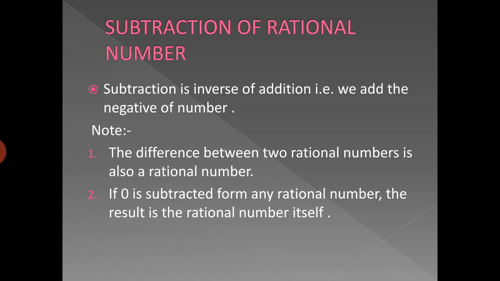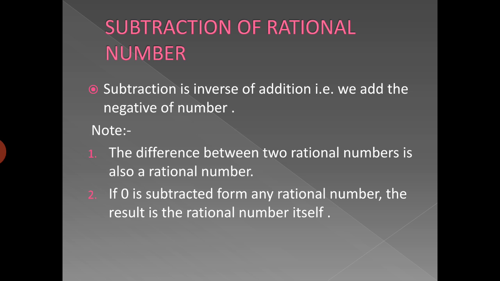The next topic is subtraction of rational numbers, and it's on page number 44 of your textbook. Subtraction is nothing but the inverse of addition, or we can say we add the negative number. Similarly, as we solve for addition, we will solve for subtraction also. The difference between two rational numbers is also a rational number. Whatever answer we get when doing the subtraction is also a rational number.